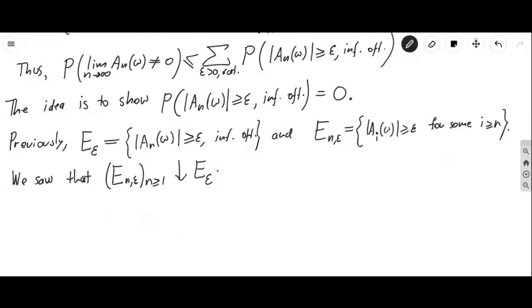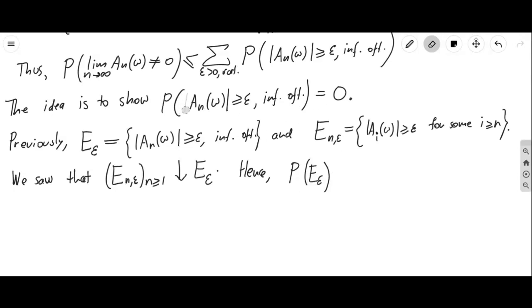So what does that mean? Hence, the probability of E subscript epsilon, and by the way, this thing is exactly what we're calling this. You see, the idea is to show that the probability of that is 0.